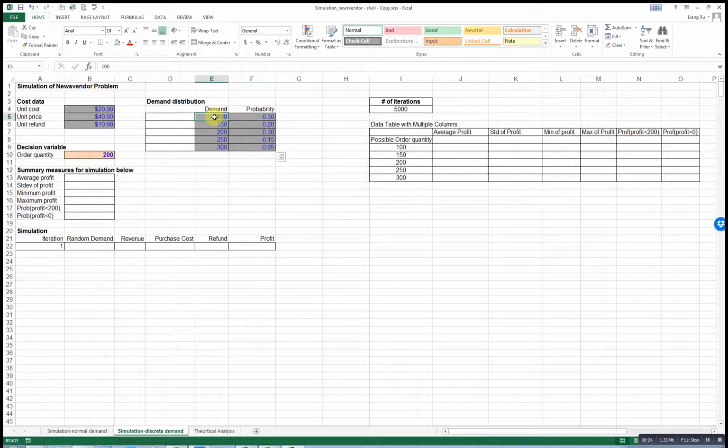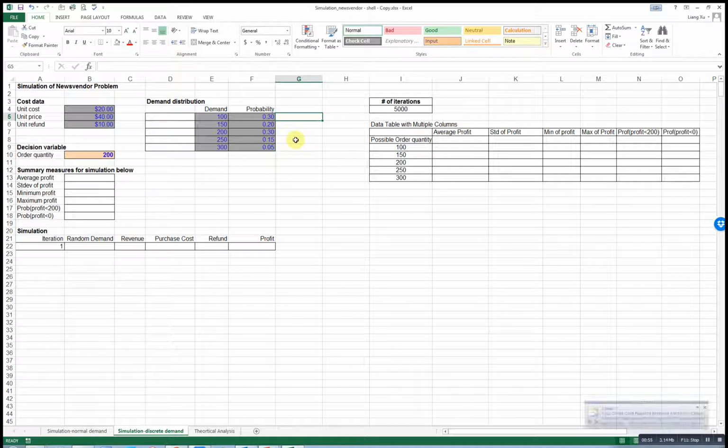So there is some chance demand will be 100, then the demand can be 150 with a chance of 20%, and so on and so forth. And we want to generate a demand following this distribution. The discrete distribution is also widely used in practice, so we need to learn how to generate random demand like this. As you remember in the previous class, we talked about how to generate random variables. So this is a time we should practice that.